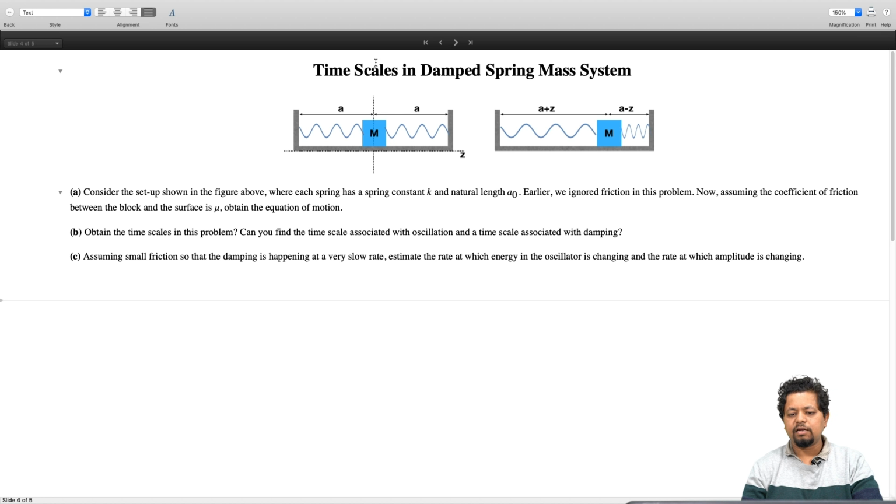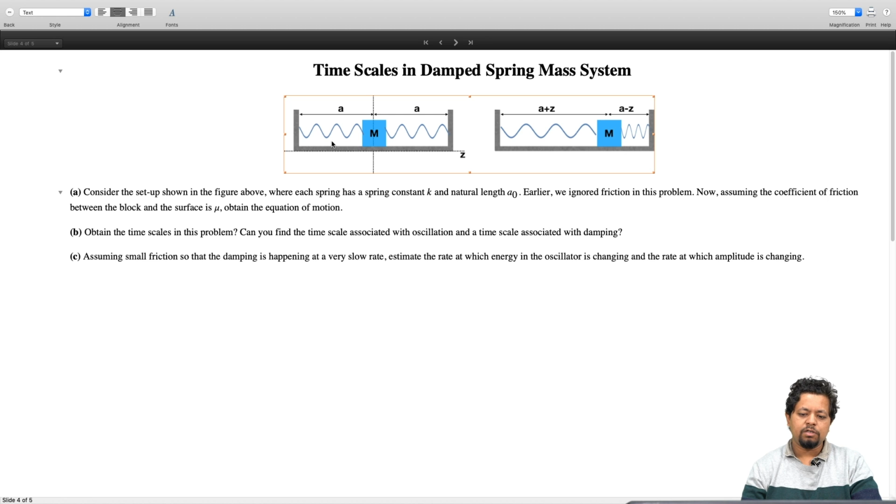Welcome back. Let's take another example from the damped harmonic oscillator, and here we are going to take the example of the spring mass system. So I've got a coupled spring mass system like this. We discussed this in one of the previous videos. We've got a spring attached to two ends of a wall, and the other end of the spring is attached to a mass which is initially in the center.